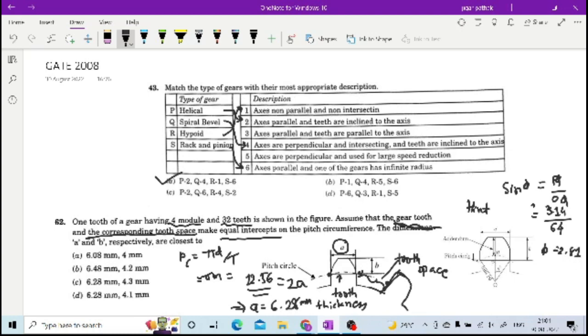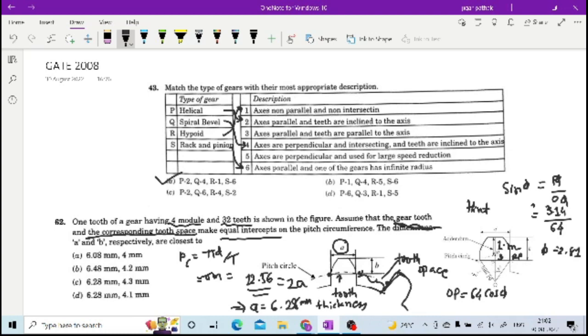So once you calculate this angle, then OP is nothing but 64 cos phi. OP is nothing but 64 cos phi. So once you calculate the value of this OP, then you have to calculate this PR, because from here to here the addendum is generally provided as 1 into module, right? Whatever this distance is mentioned as addendum, 1 into module. What you have to calculate is this RP, right?